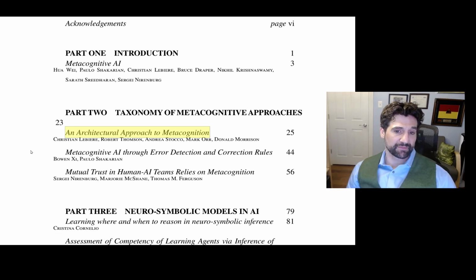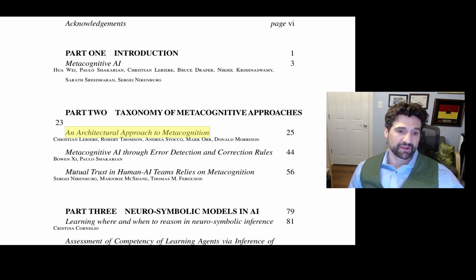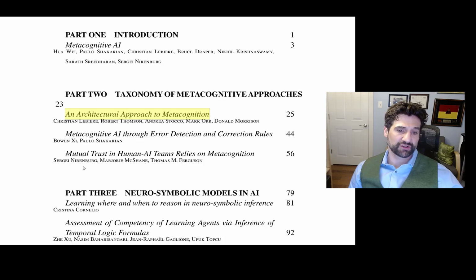Then we have metacognitive AI through error detection and correction rules, and that comes out of my group, and we've had some other videos on that topic in the past. And then there is a chapter on mutual trust in human-AI teams using metacognition, and this comes out of Sergei Nirenburg's group out of RPI, and I think we have a video with him giving a talk on this topic as well.